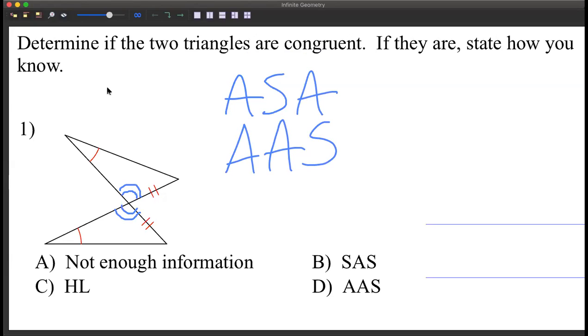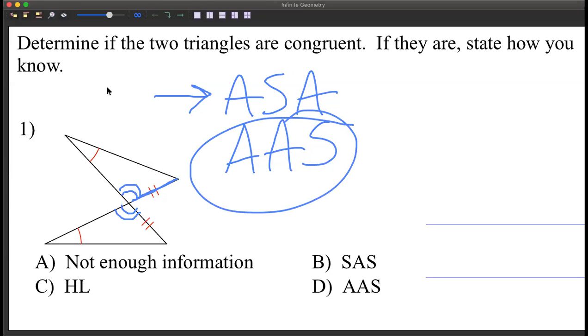Here's how I know. In order to pick this one, I'm going to look: the side that's marked the same, is it the side that connects the 2 angles? If it is, then I'm picking that one. If it's not, then I'm picking angle, angle, side. So look right here. This is the side that is marked congruent. It does not connect those 2 angles, right? So I've got to pick this one. Do you see that?